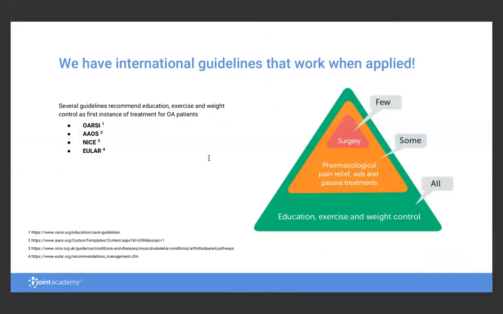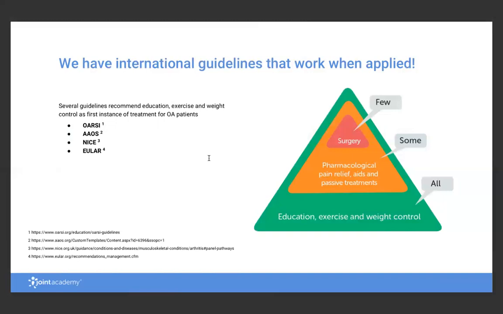So we already know from all these leading research organizations, AORC and the American Academy of Orthopedic Surgery, and NICE, I think, is out of the UK. They've all come up with suggestions. They've all looked at the research and said, we know how to treat these people. We know what we should do first. We know what we should do last. So the green triangle are the things we should do first. The green triangle basically says we should do exercise, education, weight management.